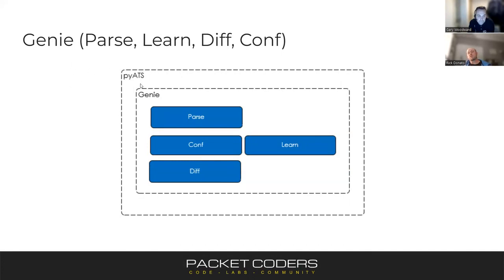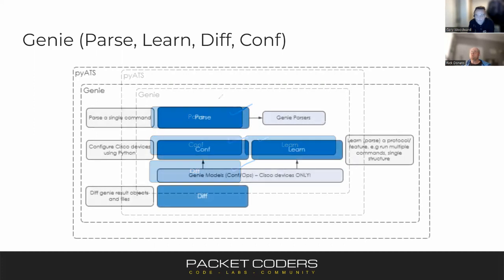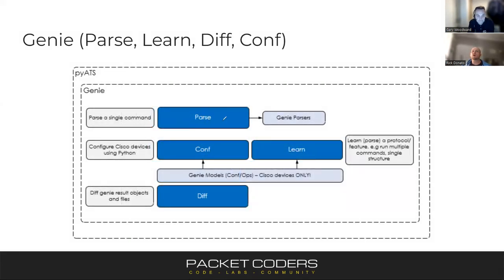So when it comes to Genie, we've got four main components. We've got Genie Parse, we've got Conf, we've got Learn, and we've got Diff. And they all do slightly different things. First of all, we've got Genie Parse. What Genie Parse does is you run a command on a device and it will take the output and send it through some Genie parsers to get that into structured text. Because you don't want to be trying to test your network by pulling out strings from a blob of text. It's just going to be a nightmare. You want it in some kind of structured text coming back so you can work with it, so you can pick out the keys, the values, etc. So that's all good.